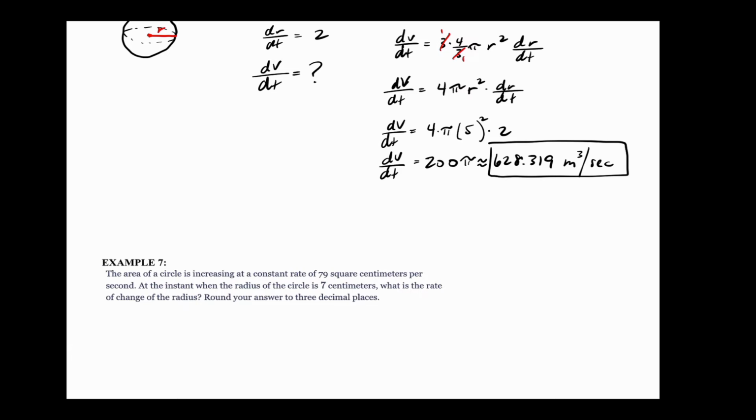Okay. So I want you to do number 7. Number 7 is a circle. It's a 2D object. So I want you to try number 7 on your own.